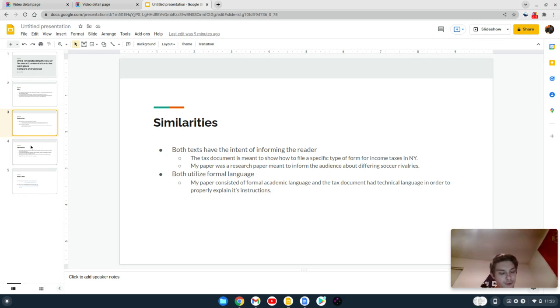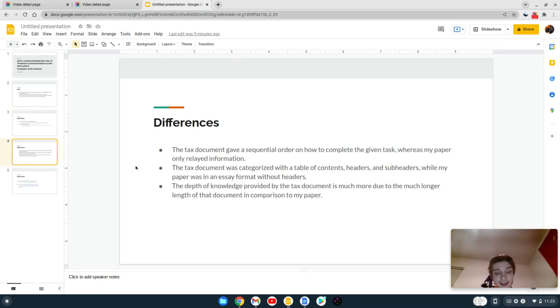And so, moving forward into the differences between the two documents, the tax document gave a sequential order on how to complete the given task, whereas my paper relayed information. So, the tax document gave a 1, 2, 3 on how to fill out the form.